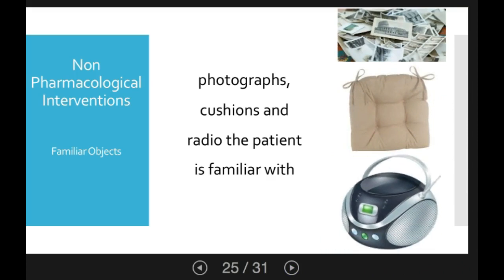Delirium has been shown to be reduced by having familiar objects in place for the patient. By having items such as photographs, cushions, and a radio the patient is familiar with, the patient can feel a little bit more at home. The radio can be used to play music for the patient, which has been shown to reduce delirium. Music therapy has been proven to calm even patients with dementia and can be very calming for a patient suffering from acute delirium.